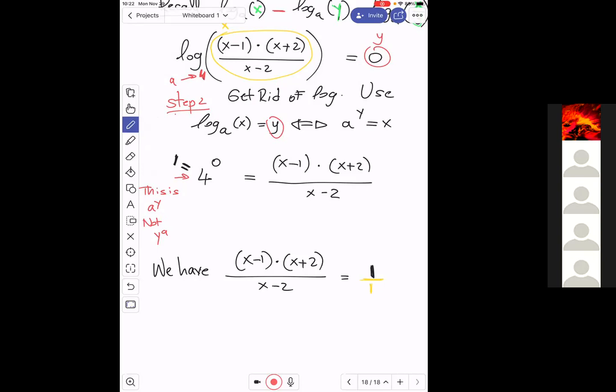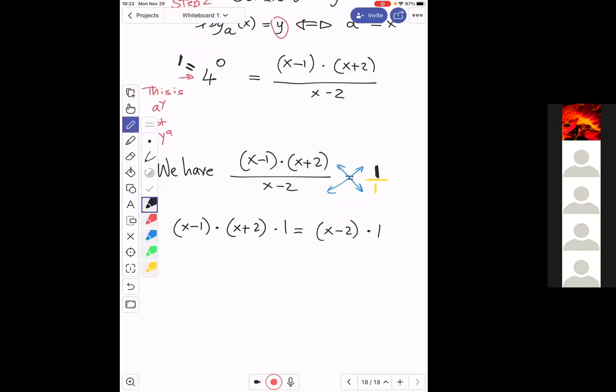Then you can just cross multiply. So here we can cross multiply. What we have is x minus 1 times x plus 2 times 1, and on the other side, x minus 2 times 1. But when you multiply anything by 1, you get the same thing, so it doesn't change your expression. So x minus 1 times x plus 2 times 1 is just x minus 1 times x plus 2. The same on the right side.